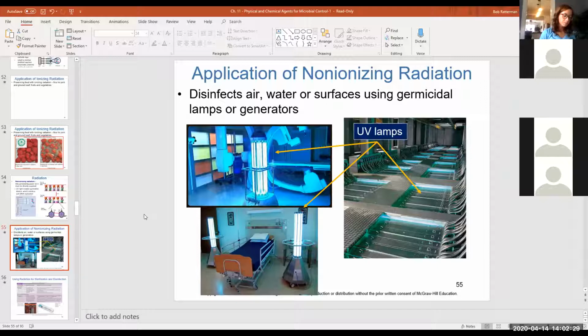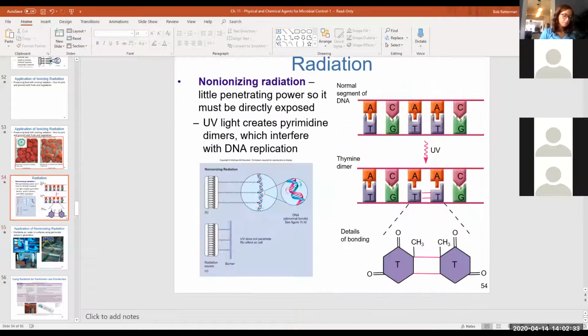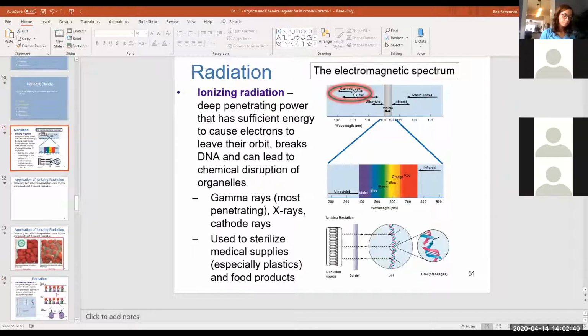Did that help answer your question, Olivia? Yeah, I just didn't know what the difference was between them, and that clarified it exactly. Yeah, a big difference is the wavelength of energy being used, basically.